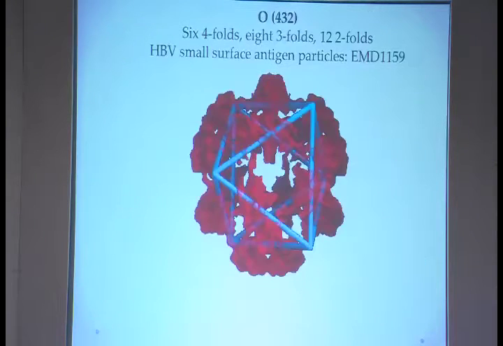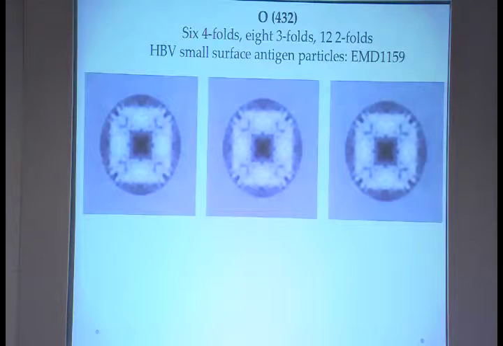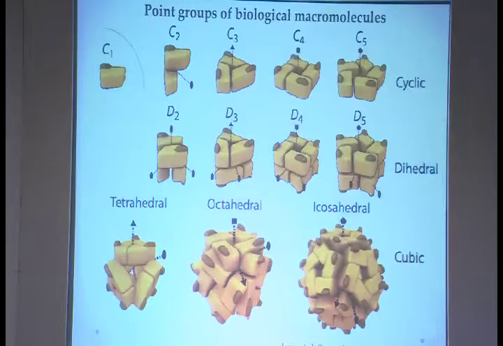The example of one octahedral molecule is the HPV small surface antigen particles. And again, these are supposed to have 6 4-folds, 8 3-folds, 12 2-folds. And some of the corresponding projections of different orientations of the particles are there. And so the final point group, which we'll discuss in some detail, are icosahedrons.